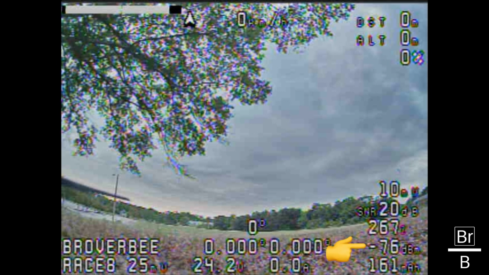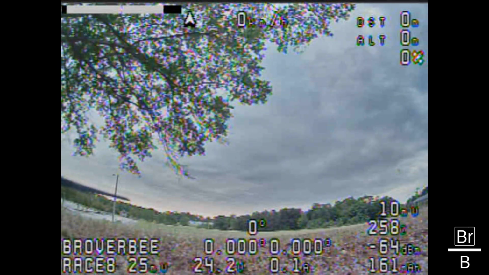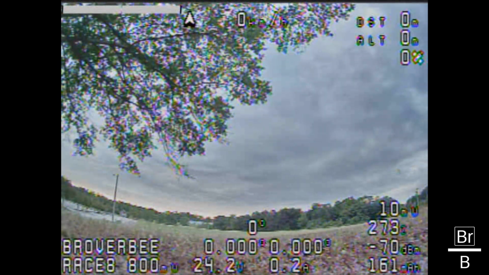And then down below that is your actual antenna RSSI. So this is minus 76 dBm. I'm very close to myself. This changes as you get further away and as power changes. So let's hit play right now and watch what happens. So here we go.